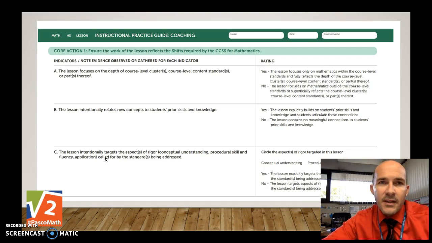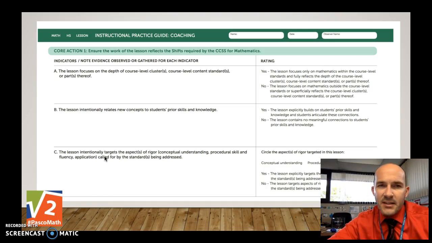So what this looks like on the instructional practice guide. If you download the Achieve the Core instructional practice guide, this is core action 1 broken down here. And again, you look at core action 1, indicator A. It's the lesson focused on the depth of course level clusters, course level content standards, or parts thereof. And so when you're planning for instruction, this is something that you could definitely use, or PLCs could use to determine, like, is the lesson really focused on the mathematics within the course level, or are we doing some things, maybe sometimes in our resources that are outside that grade level? We just need to be mindful of that.